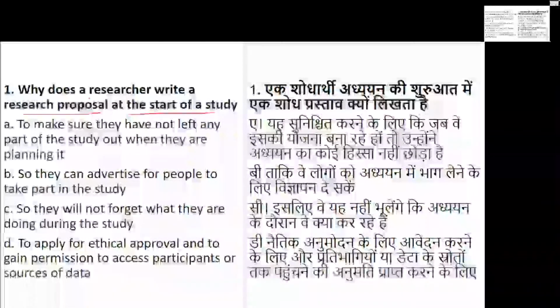The given options are: in order to make sure that nothing is left out; so that it can advertise for people to take part in the research study; so that they will not forget what they are doing during the study; to apply for ethical approval, to gain permission for the participants to access the participants or sources of data.